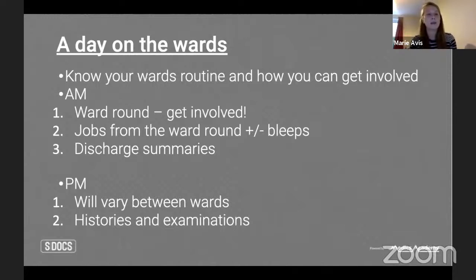And then in my experience in the afternoon, it's a lot more relaxed. There's a lot less going on. Obviously, if you're in surgery, it might mean there's surgeries then.